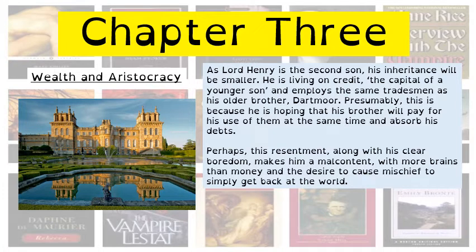We also see for certain parts of the chapter, Lord Henry and his own relationship to wealth. So we learn from chapter 1 that he is not the chief inheritor of his family estate. That would be his older brother Dartmoor. But we do learn now that he is taking advantage of his position and essentially linking his debts with his brother's in the hope that Dartmoor will pay off his debts. So he uses the same suppliers, he uses the same shops and things like that.